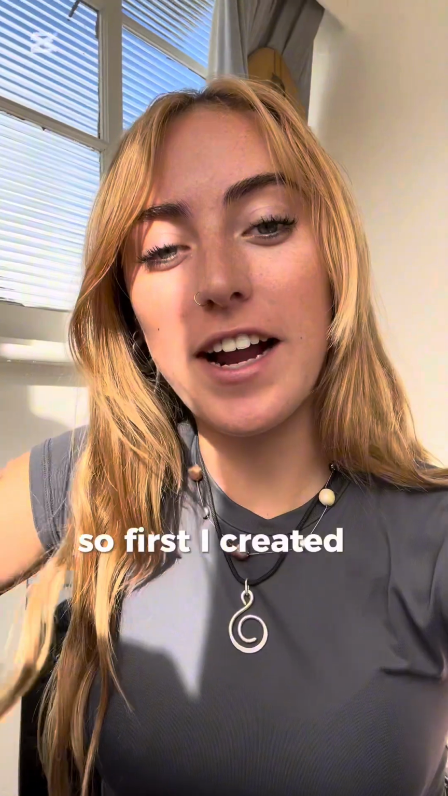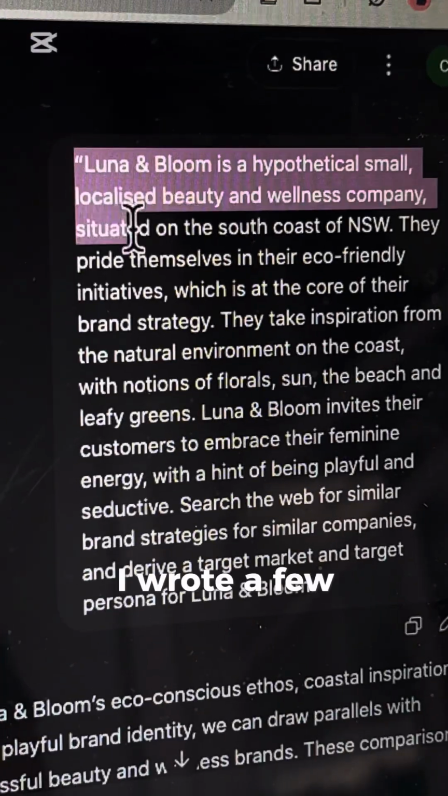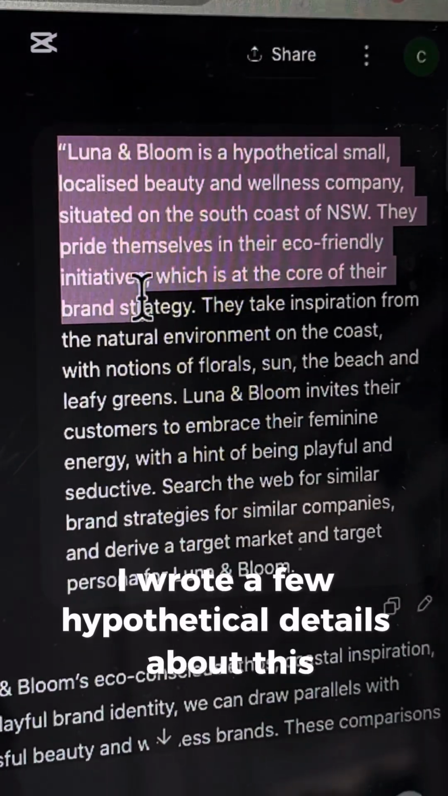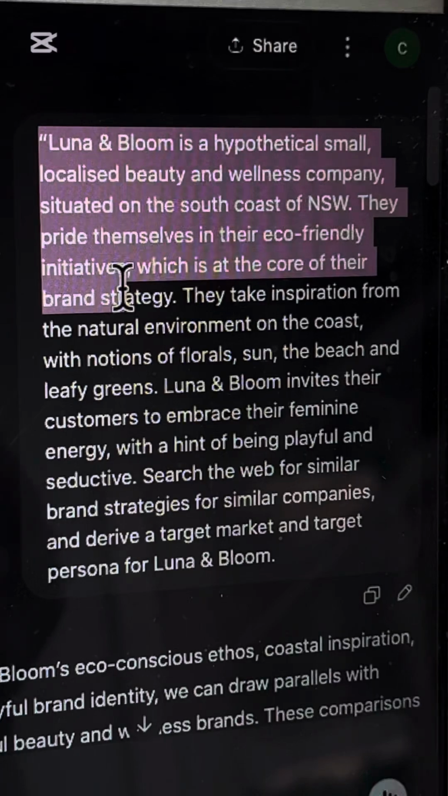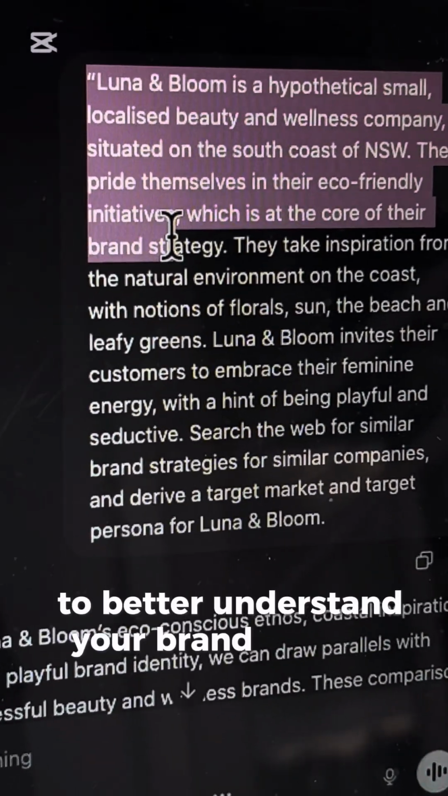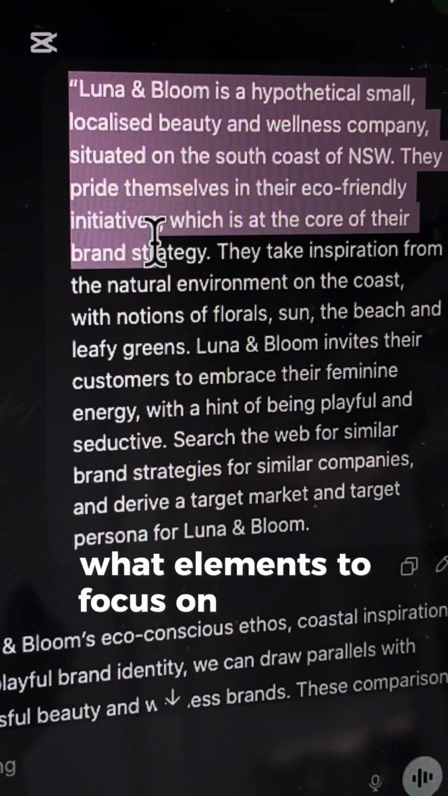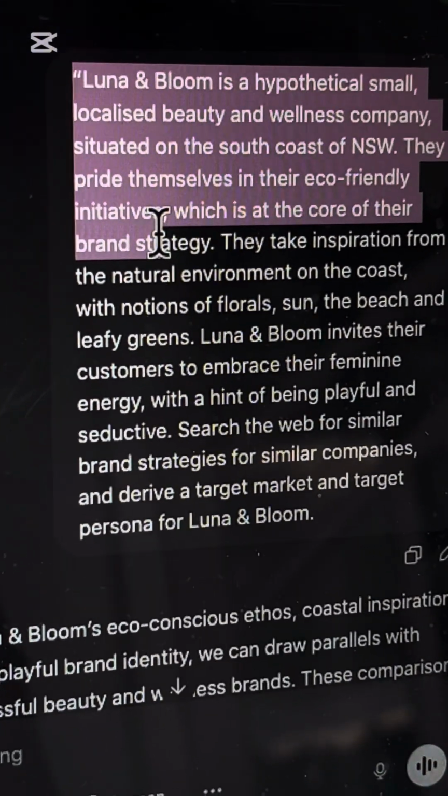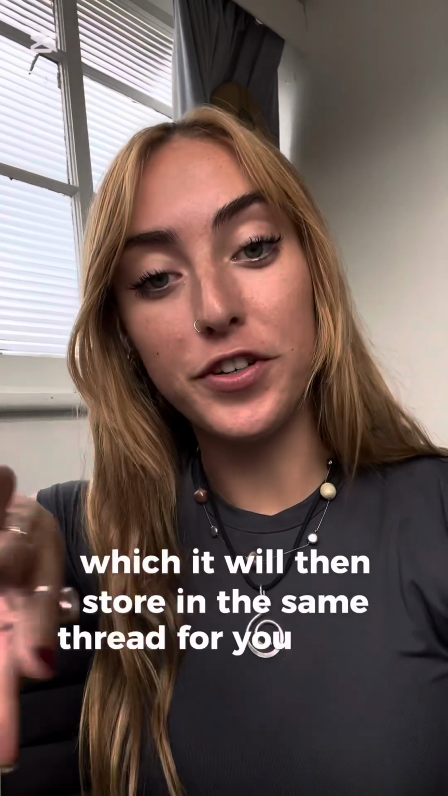So first, I created a hypothetical skincare brand called Luna and Bloom. I wrote a few hypothetical details about this new brand that I'm creating just for the sake of this task. But this is where you would write a short description of your own brand to better understand your brand strategy, how you position yourself within the market, what elements to focus on, and your overall brand strategy. This is an important step so that ChatGPT can gather more information about your brand, which it will then store in the same thread for you to use later on.